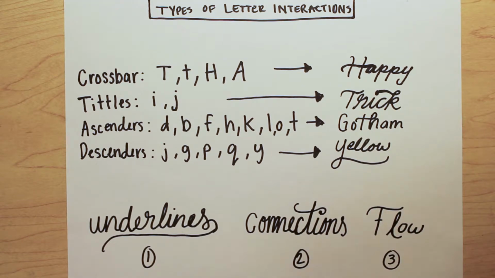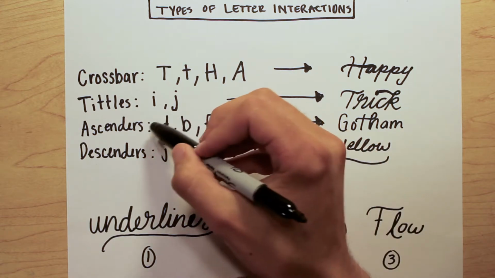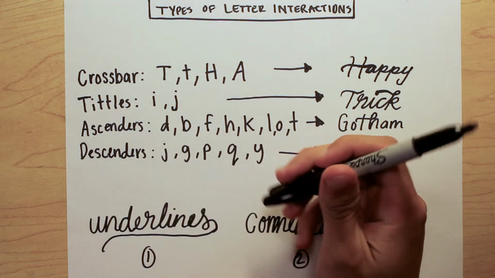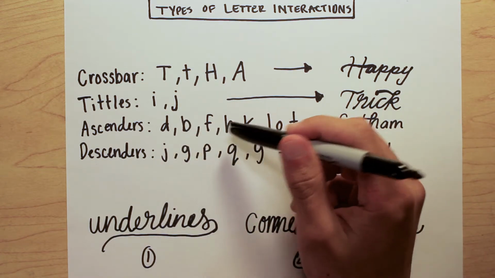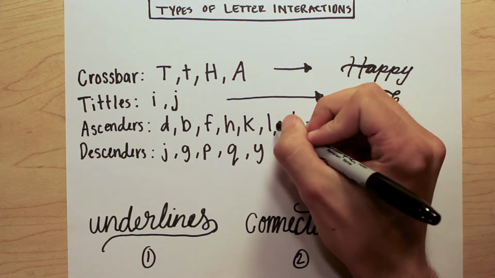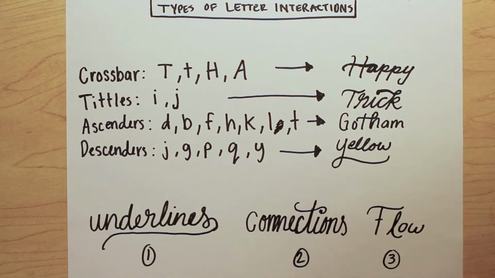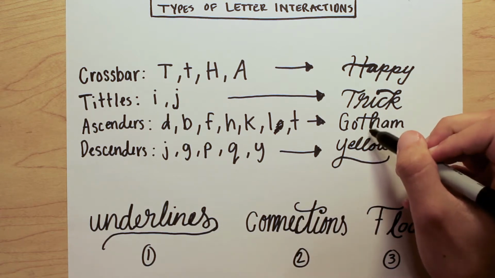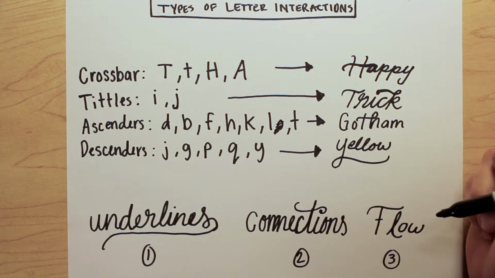The third type of interaction would be with ascenders, and with ascenders they're usually the lowercase letters that have stems going upwards above the x-height. And this would be with the lowercase d, b, f, h, k, l, not o, but the lowercase t as well. And the word would be with Gotham, and this would be the ascender of the H looping around and connecting with the crossbar of the T.